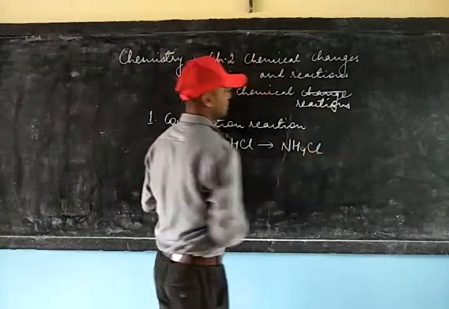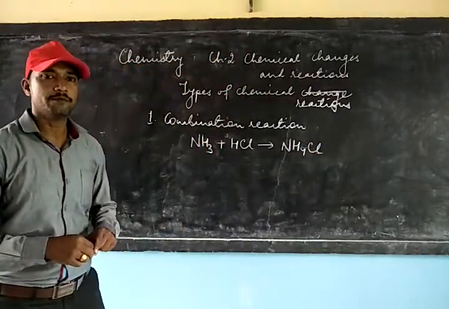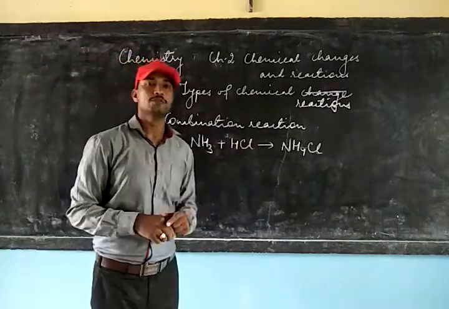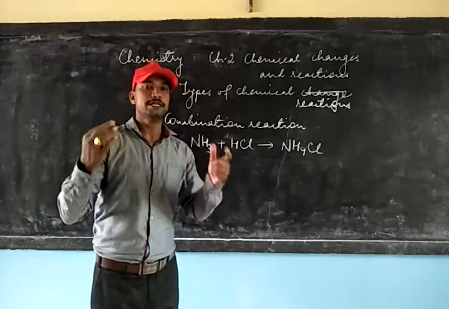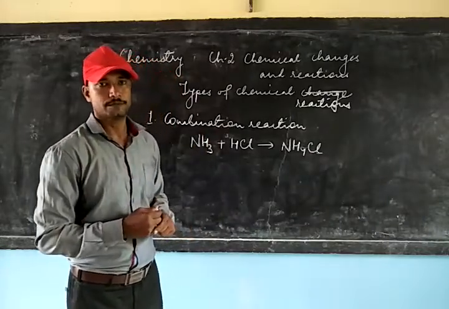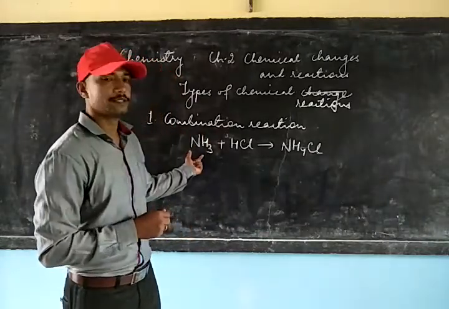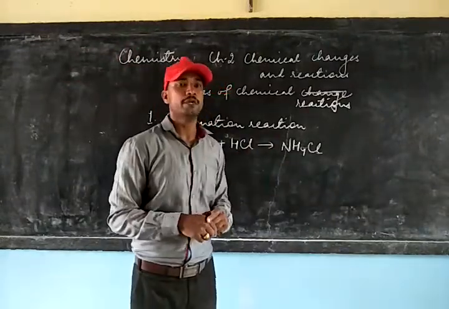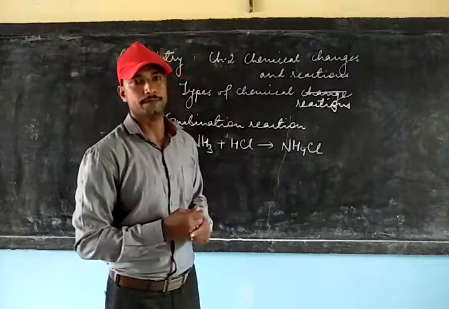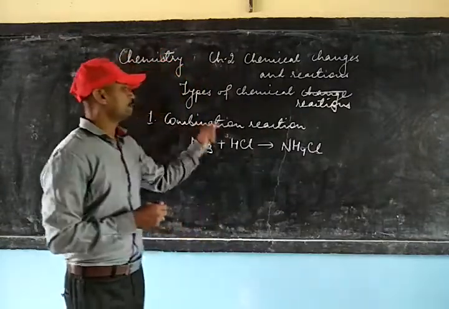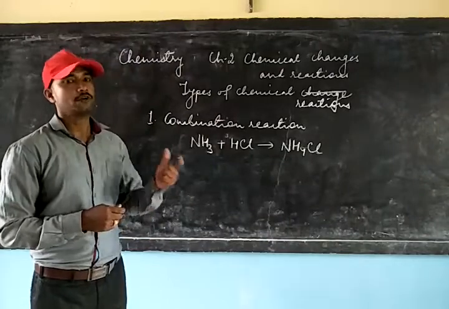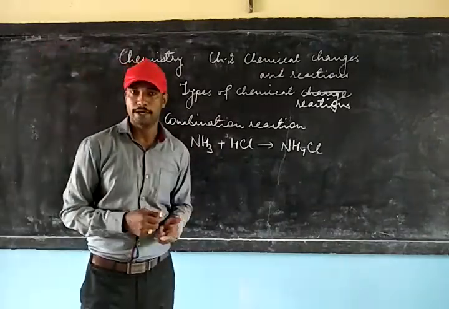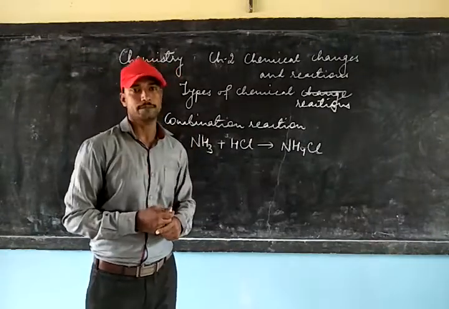NH4Cl. And we have already seen this reaction before, where the two gases combine to give a product in a solid state. That is where a change in the state takes place. Once again, ammonia gas, when it reacts with hydrogen chloride gas, gives a product ammonium chloride, which is white in color. So this is the first type of reaction, which is called combination reaction, and in this type of reaction two substances combine to give only one product.